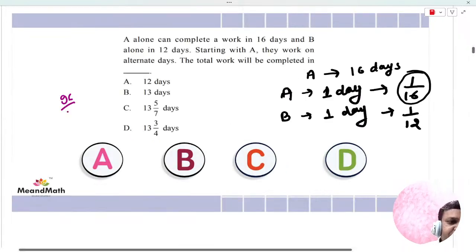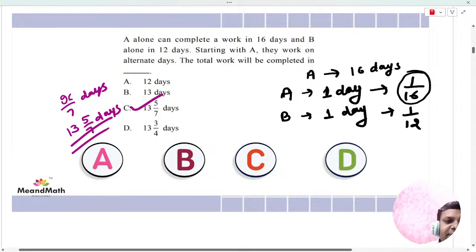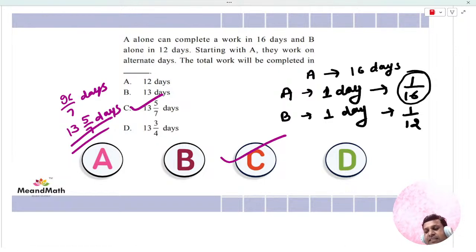96 upon 7 days. If there is no option, convert it into a mixed fraction. So this is 13 integer 5 by 7 days. So the answer is C. The third option is correct. So this is the question and this is the method by which we solve the question.